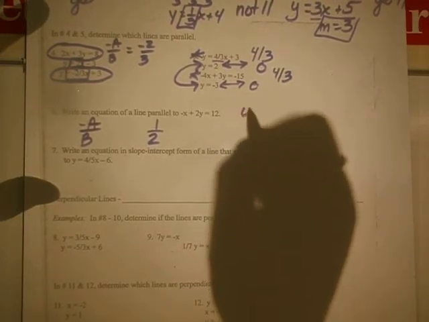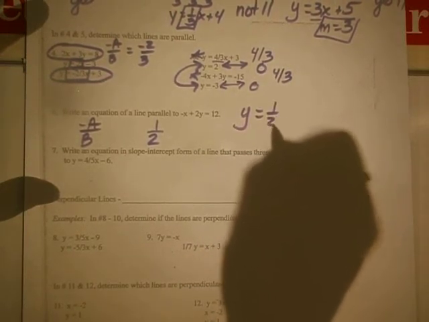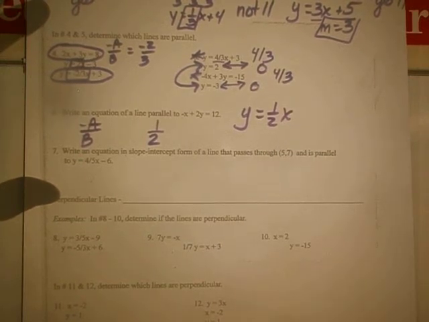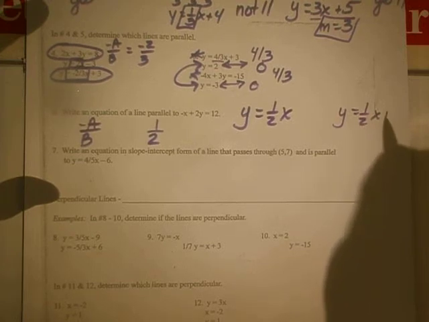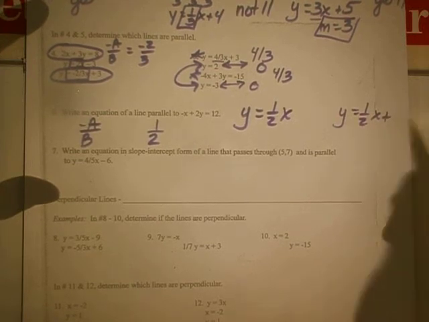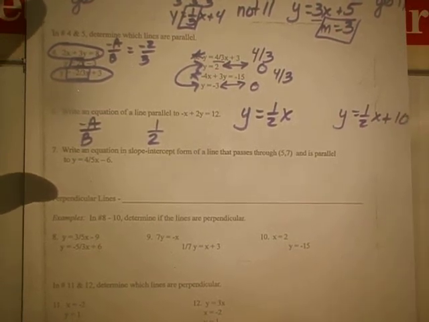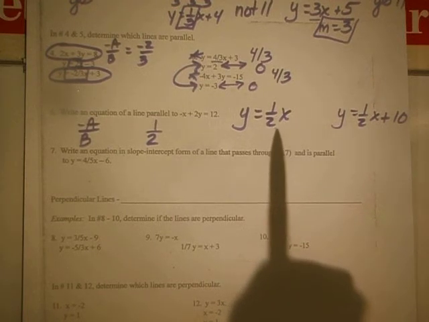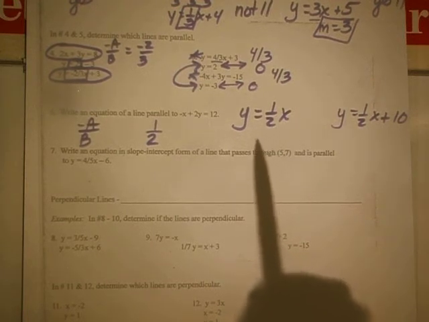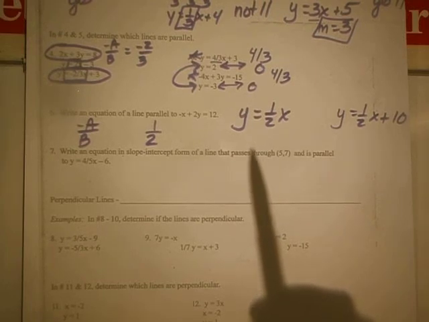And you could just do y equals 1/2 x. You could do y equals 1/2 x plus, and put any number you want in there, plus 10, as long as your slopes are the same. We figured out the slope has to be 1/2, and then we can just put any number in. As long as the slopes are the same, you can put any number.